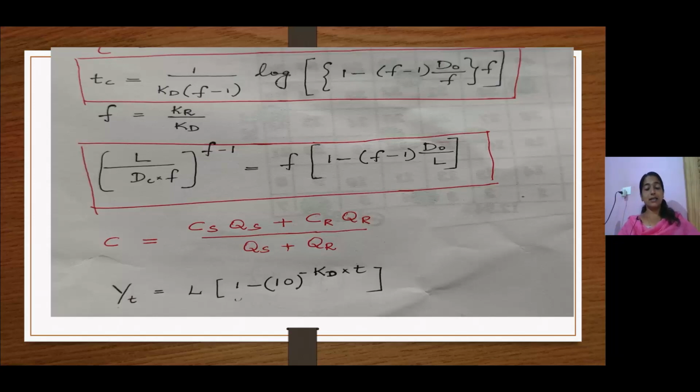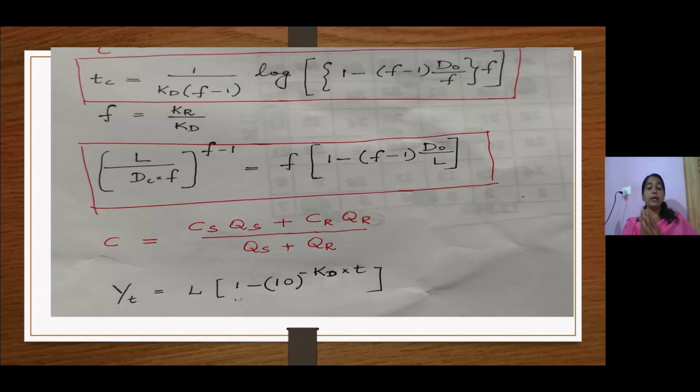The next equation that I have written in the red ink is the concentration. You can use this equation for finding out the concentration of BOD and the DO of the river during the mixing process. For all these purposes you can use this equation. Here the equation is the BOD concentration, C is equal to Cs into Qs plus Cr into Qr divided by Qs plus Qr.